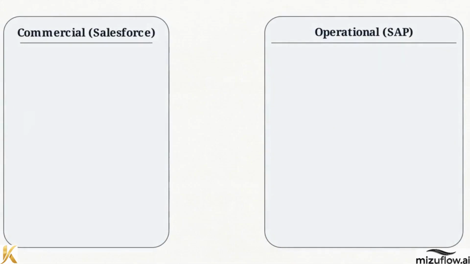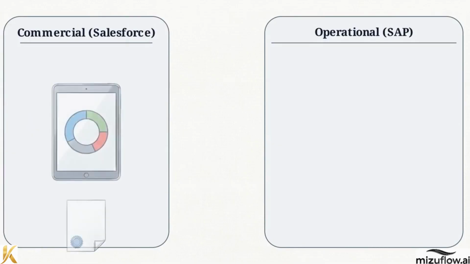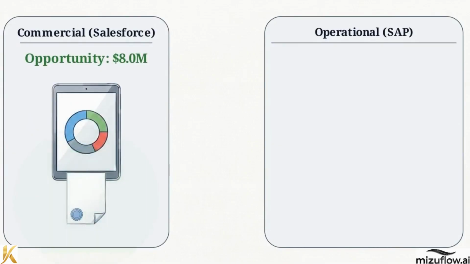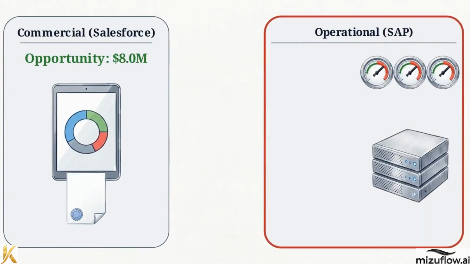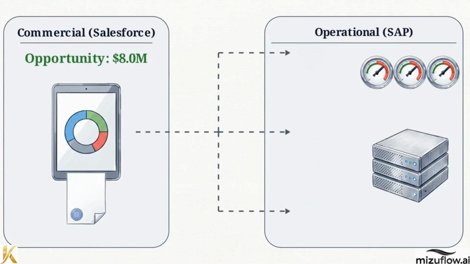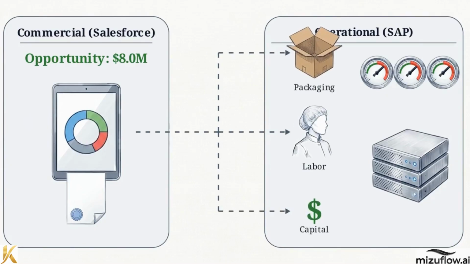This highlights the central conflict. On the left, an $8 million CRM deal closes. On the right, the ERP system instantly flashes capacity warnings. Unchecked commercial growth threatens operational stability. A single opportunity immediately dictates future packaging demand, labor, and working capital.